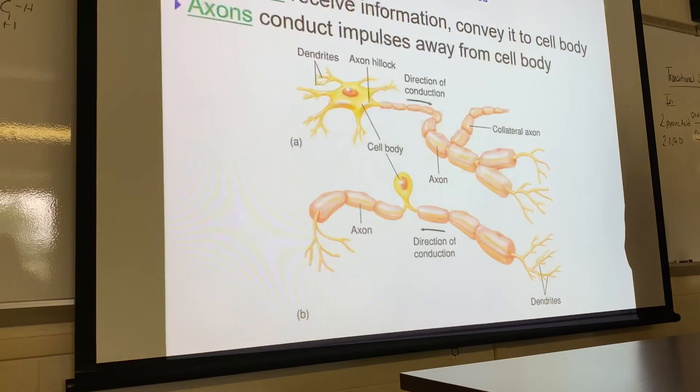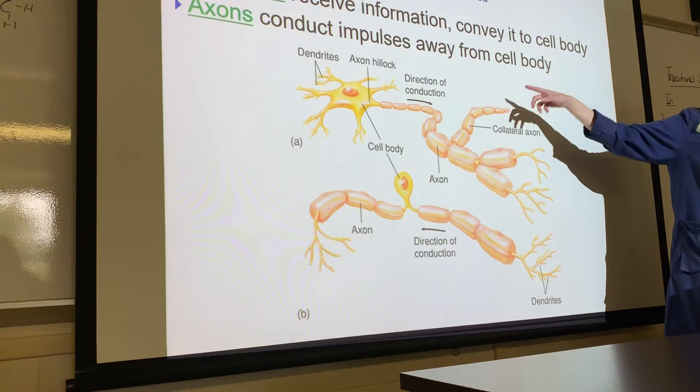And lastly, the dendrites receive info and convey it to the cell body, and axons conduct the impulses away.